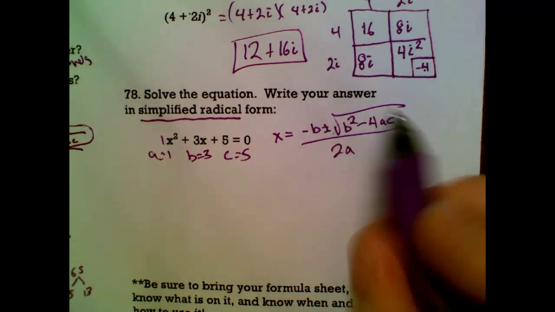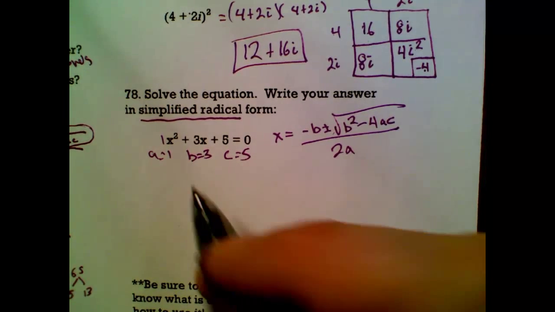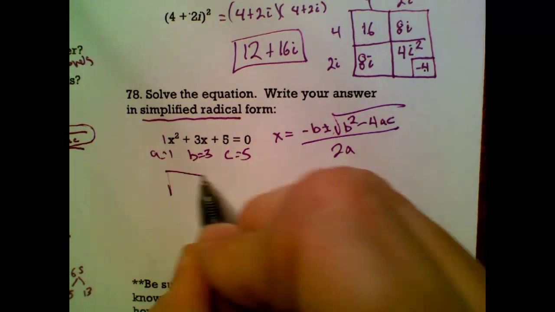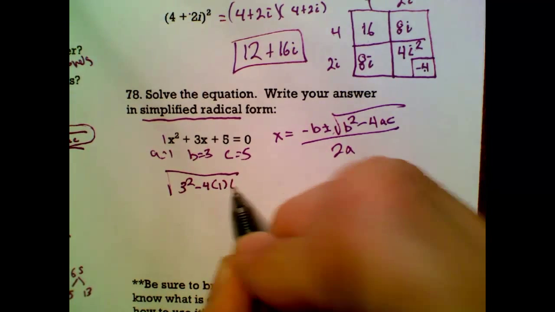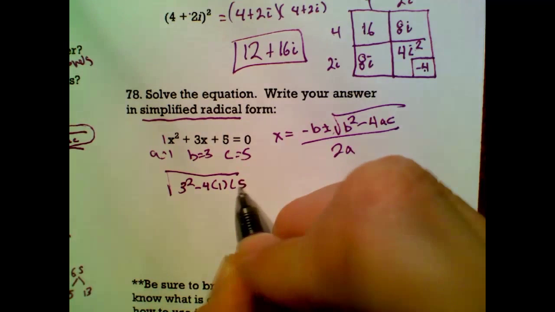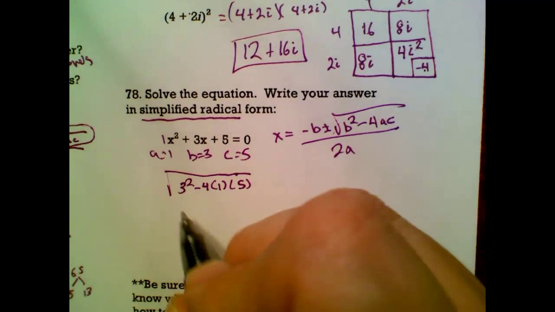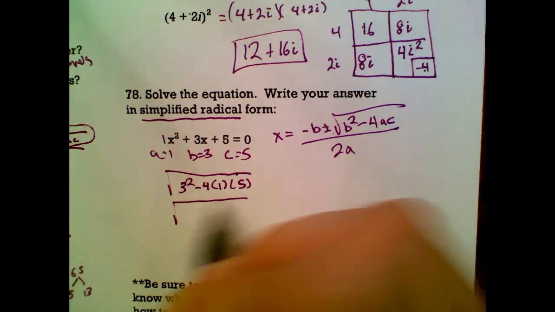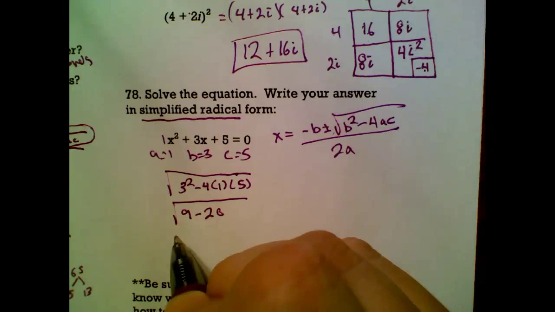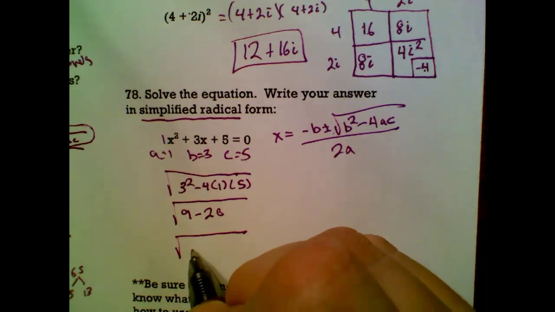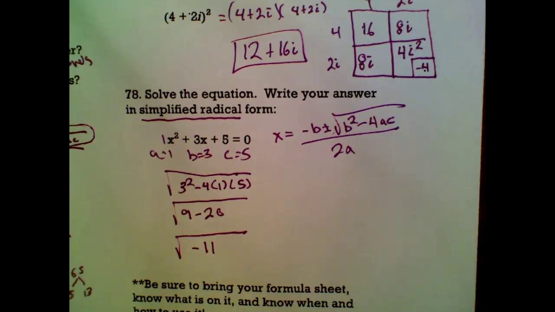First, I'm going to focus on the discriminant right here. So I got the square root of 3 squared minus 4 times my a, which is 1, times my c, which is 5. So I got the square root of 9 minus 20. So I have the square root of 9 minus 20, which is negative 11. Holy cow, 9 minus 20. Negative 11. We got the square root of a negative, everybody. That's going to mess things up. You can't do the square root of a negative, right? What does this simplify down to?